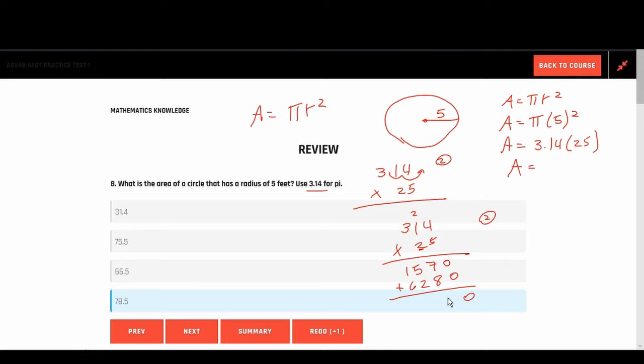7 plus 8 is 15. Carry the 1. 5 plus 2 is 7 plus 1 is 8. 6 plus 1 is 7. Shift our 2 decimal places back in. 1, 2. So we can see that the area, which is going to result in 3.14 times 25, is 78.5. Okay? Fairly straightforward problem.